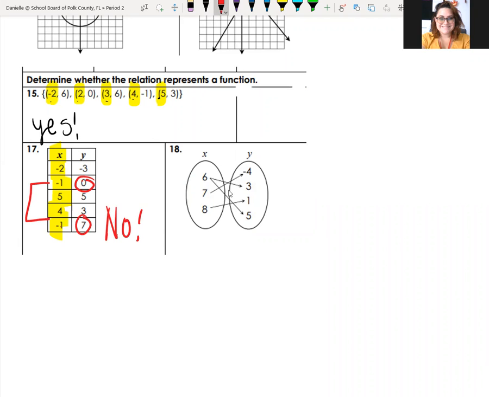And lastly, when we're looking at mapping, again, we're looking at our x terms. They will not have repeated numbers. But notice this 6 has two lines coming off of it, which means it will be 6, 3 and 6, 5, which then tells us it is not a function.